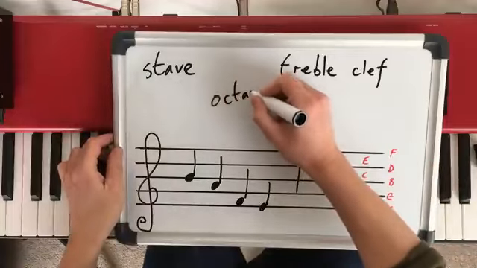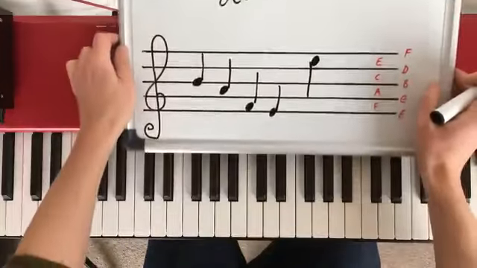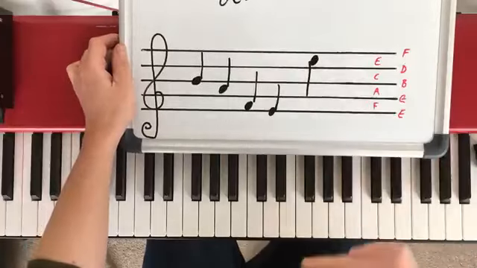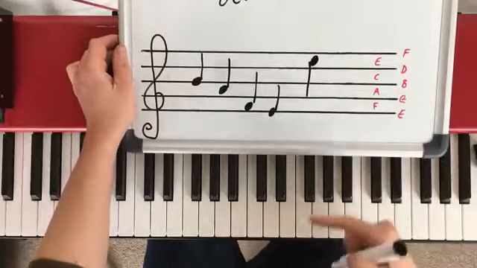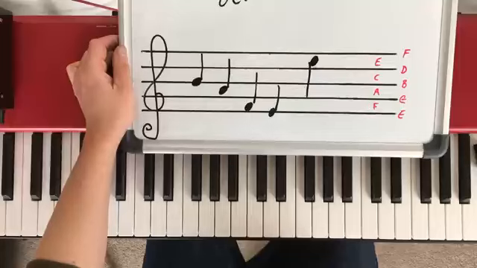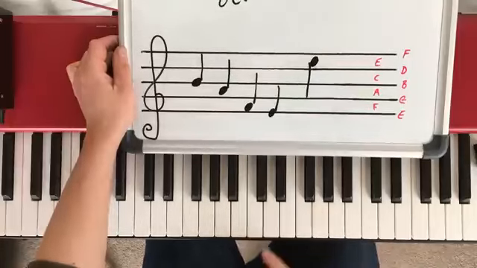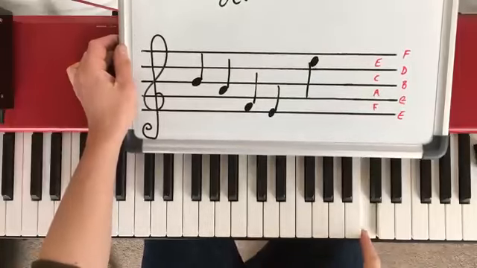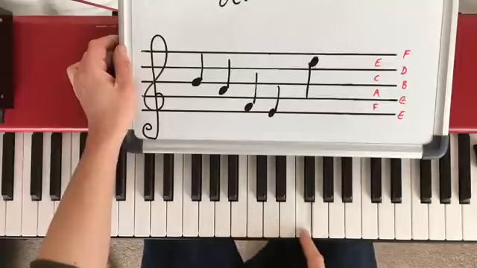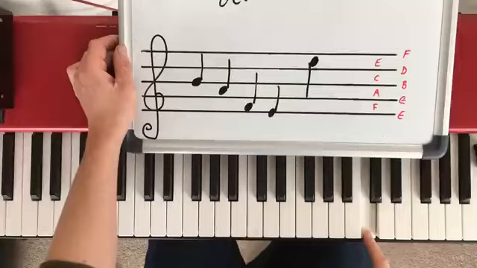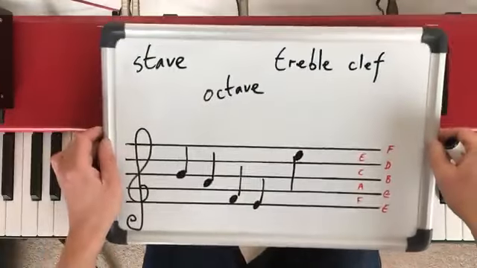Okay, octave is a useful term. I'll just talk about that. The word octave describes the shortest distance on the keyboard between two notes of the same name, and it covers 8 notes. So the run up from middle C to the C above, 1, 2, 3, 4, 5, 6, 7, 8, that's an octave. Okay, we're going to be using that word quite a lot.